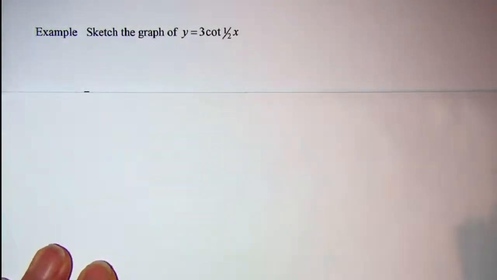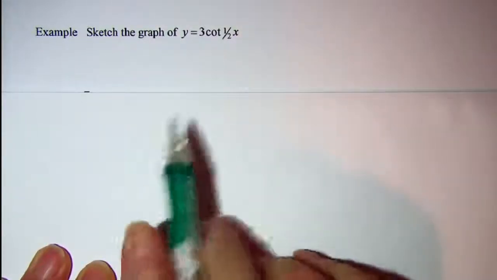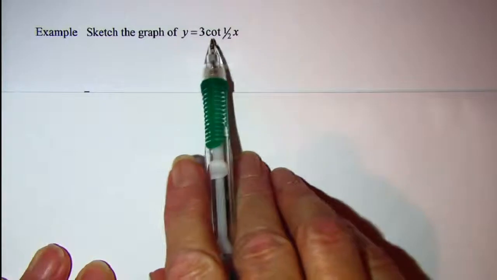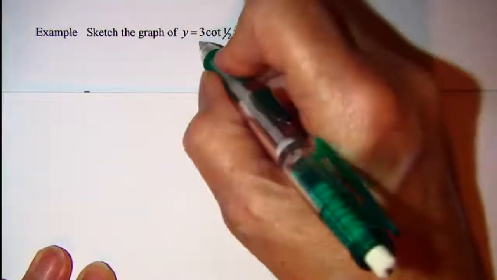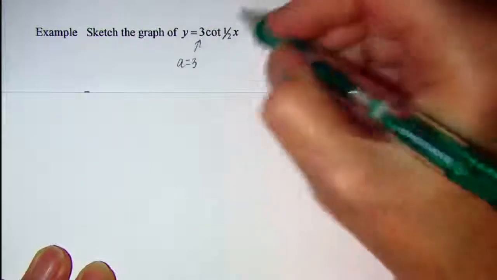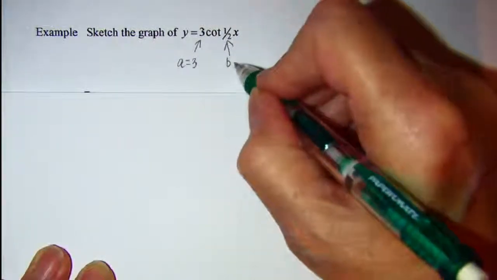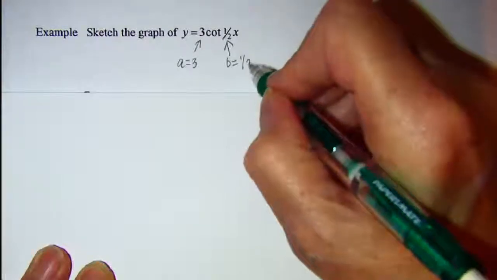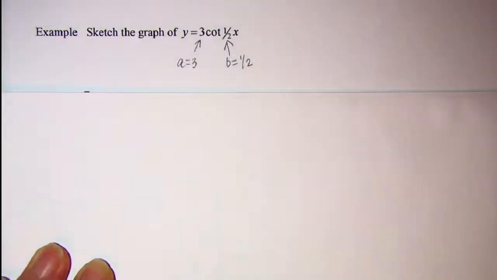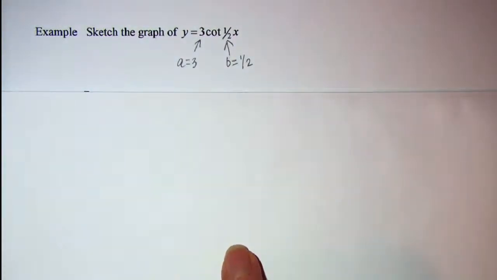The example that we'll be working with is sketch the graph of y equals 3 cotangent 1/2 x. We can see that our A value is 3 and our B value is 1/2. C is 0 and D is 0, so we don't have to worry about those.